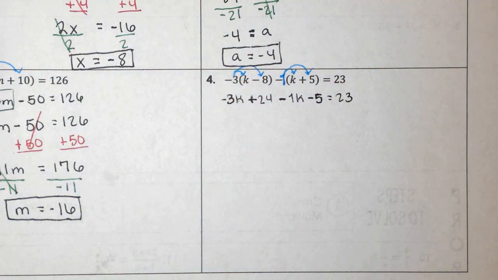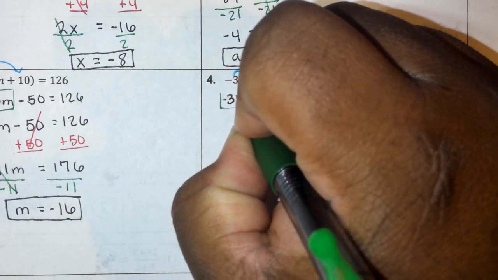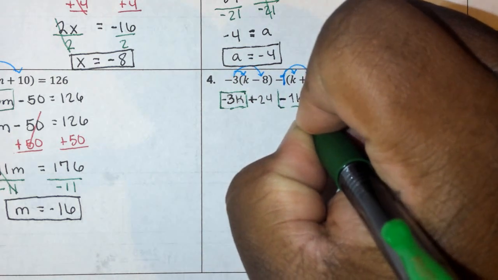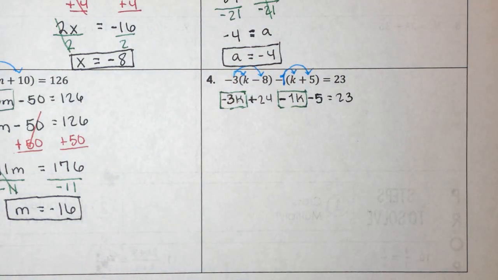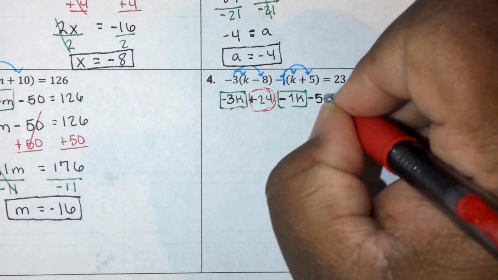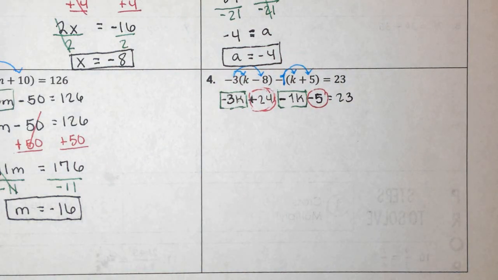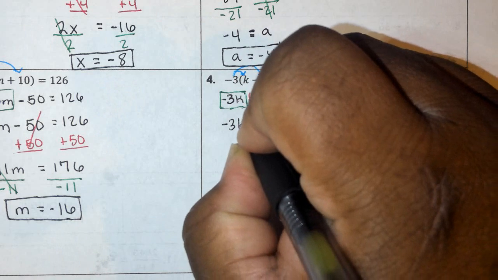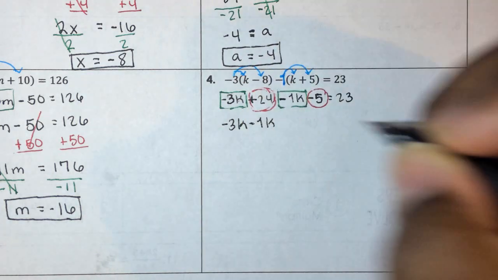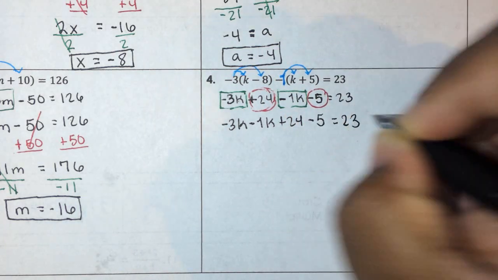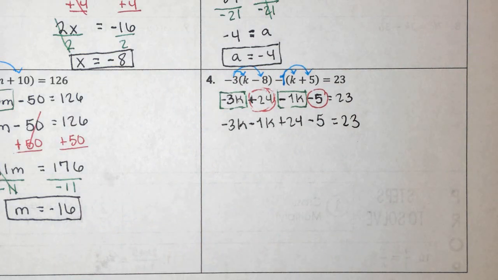Then from there, I want to do my grouping. I'm going to box my variables. Circle my constants. Negative 3k minus 1k, then plus 24 minus 5 equals 23. Then after that, I want to combine my like terms.